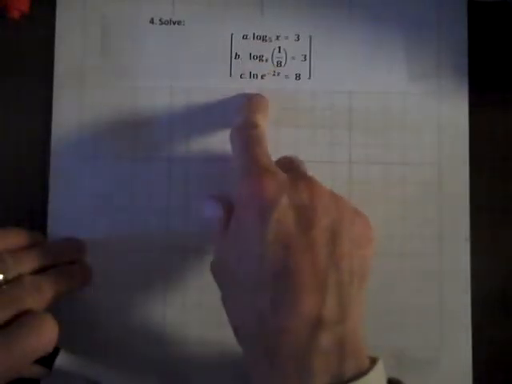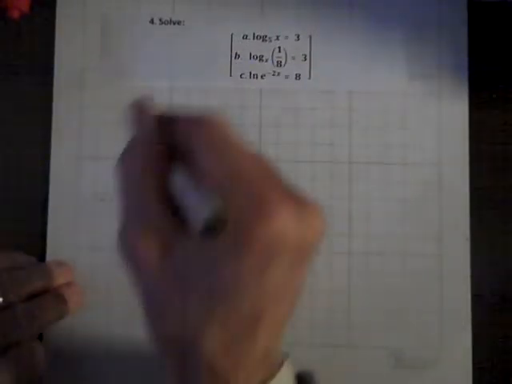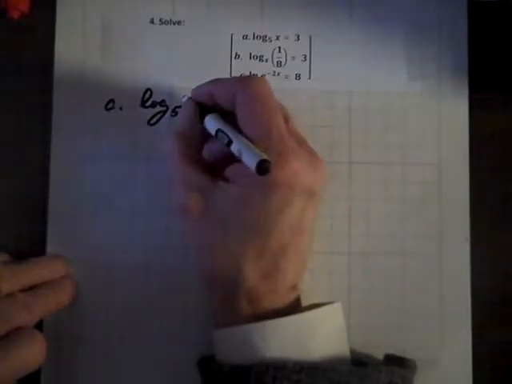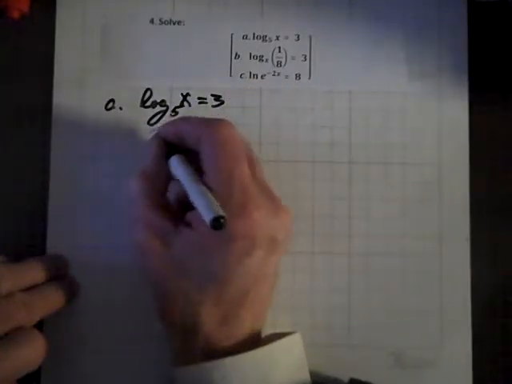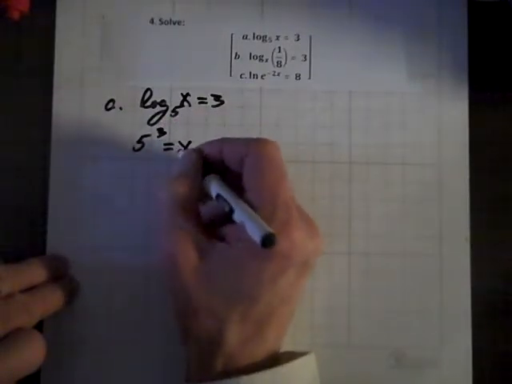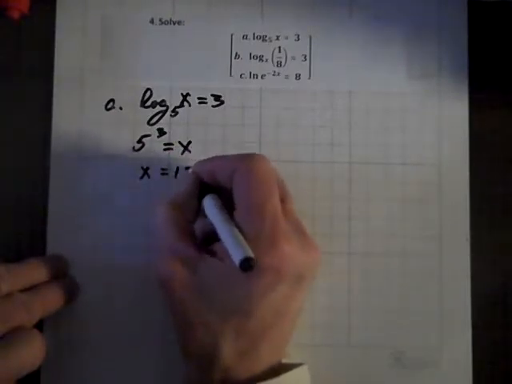Well, finally, we have 3 parts to question 4, and we've got to solve these logarithmic problems. And we're going to do that by rewriting these logarithmic forms into exponential form. So for A, we have log to the base 5 of x equals 3. In exponential form, that would mean the base is 5, the exponent's 3, and that equals x. Well, then x equals 5 cubed, and 5 cubed is 125.